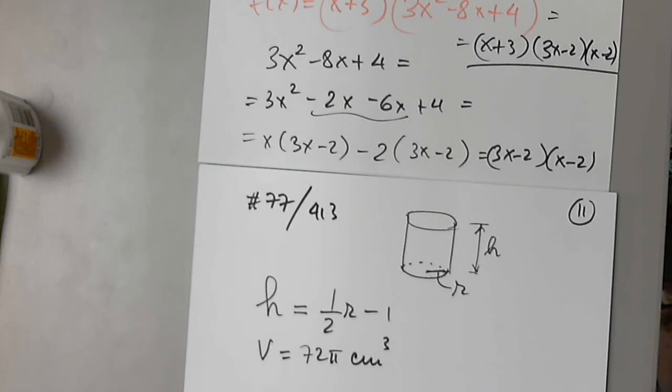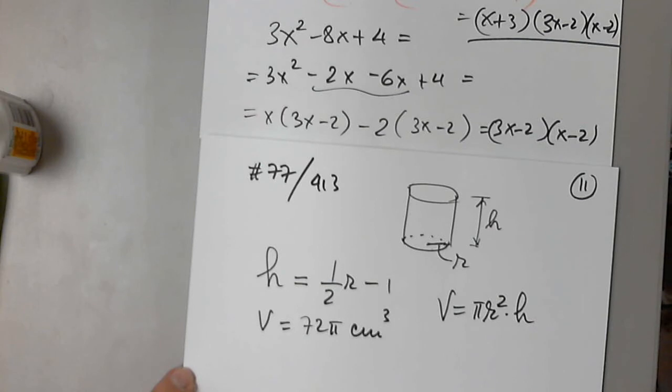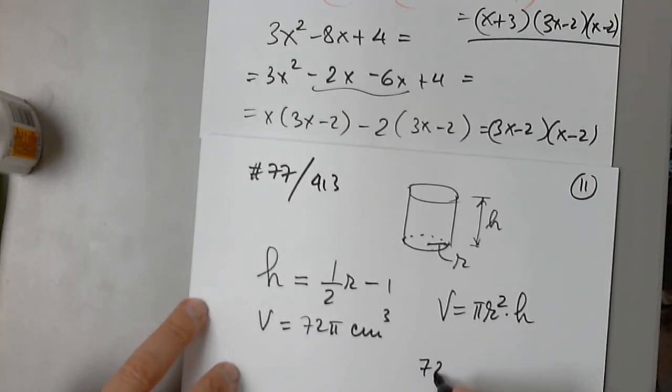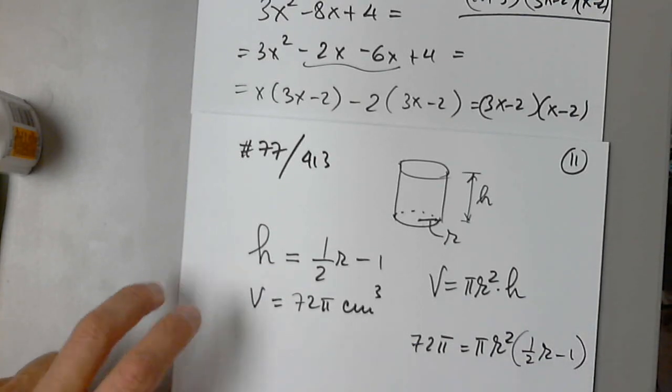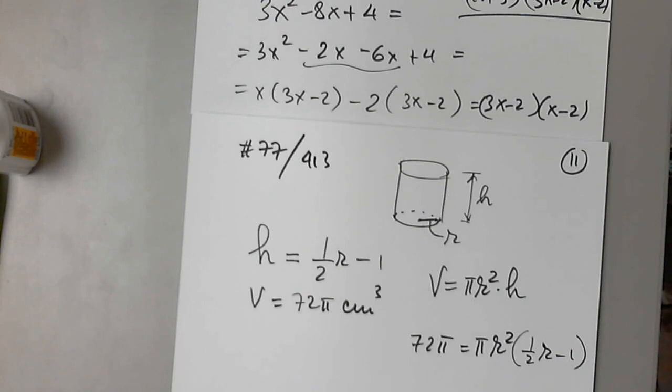So we don't have the radius and we don't have the height, but we do have the volume and we have a relationship between the height and the radius. So remember we said a volume is the area of the base, pi r squared, multiplied by the height. The volume is given to us as 72 pi. We have pi r squared, and the height is given to us as 1/2 r minus 1. I only put the information I have.